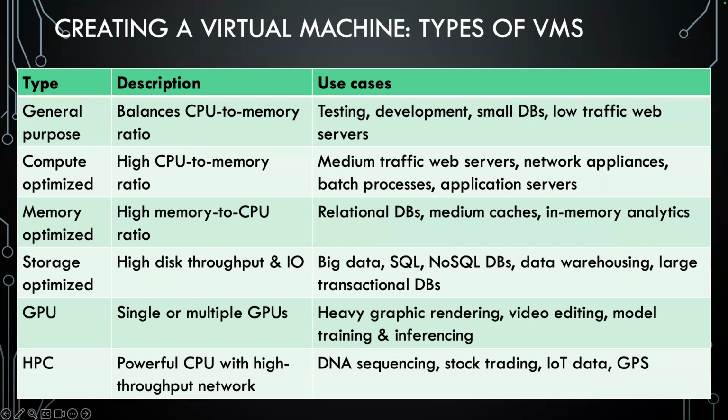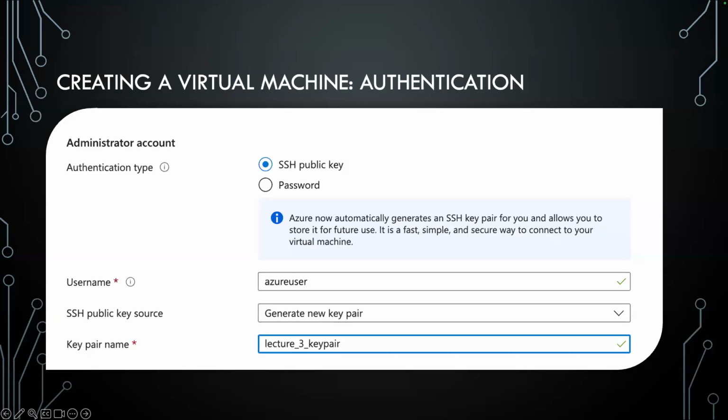And there's high performance compute, which is its own set of requirements. That's going to be really, really beefy CPU with high throughput network. So lots and lots of bandwidth available to you. So yeah, for stock trading, IoT data, DNA sequencing, all of that.